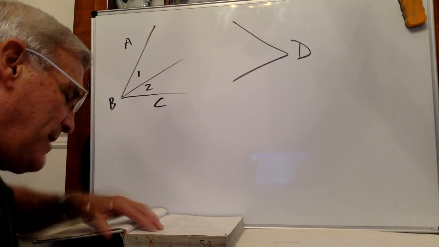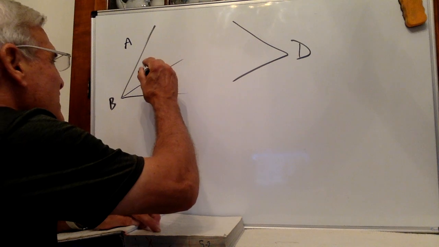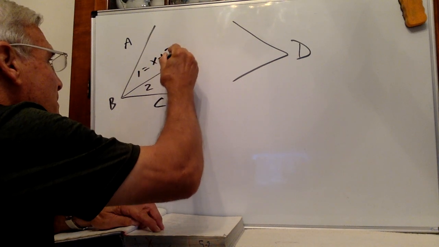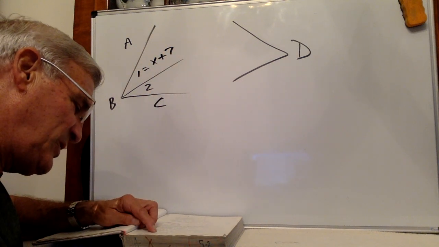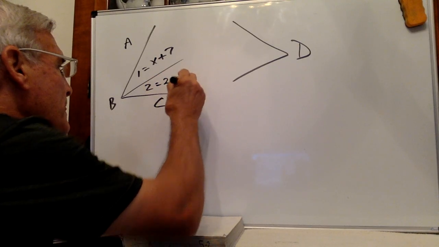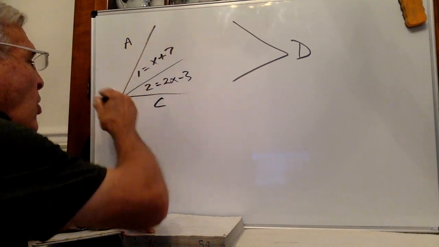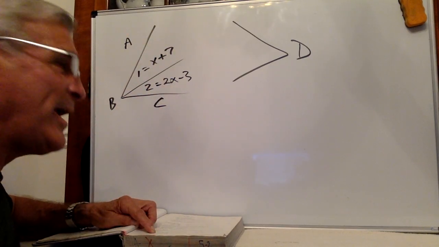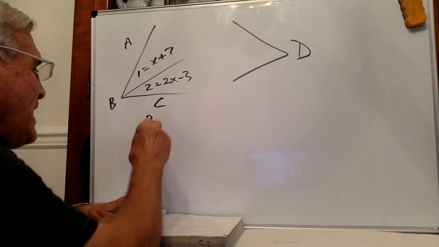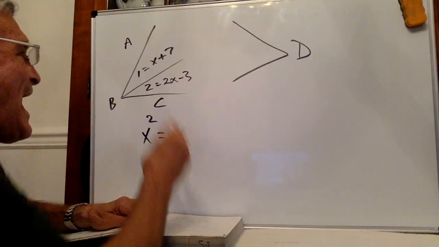All right, they told you angle 1 is x plus 7. They told you angle 2 is equal to 2x minus 3. They told you that angle ABC, the whole angle, is x squared. Therefore, x squared is equal to these two angles added together.